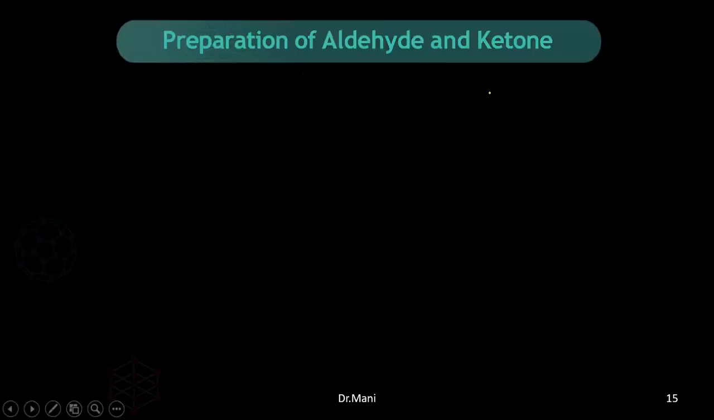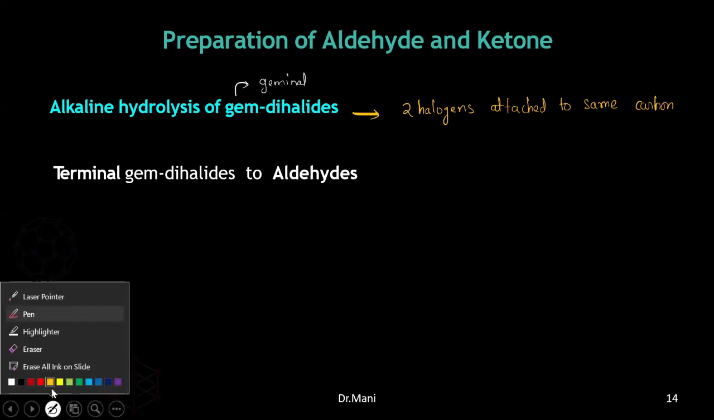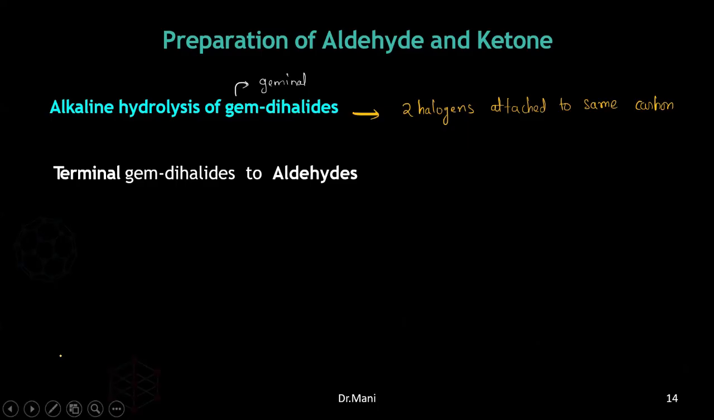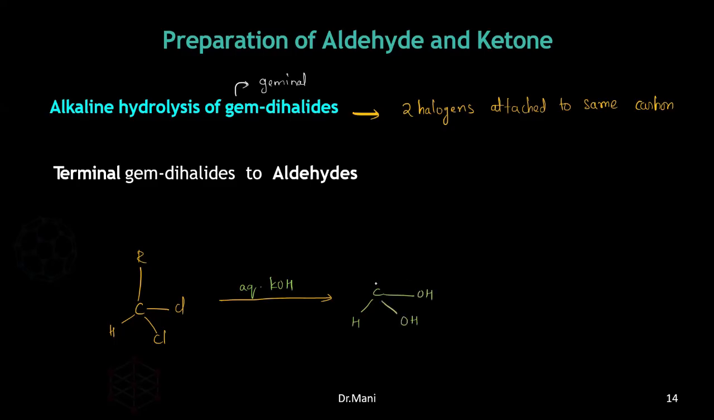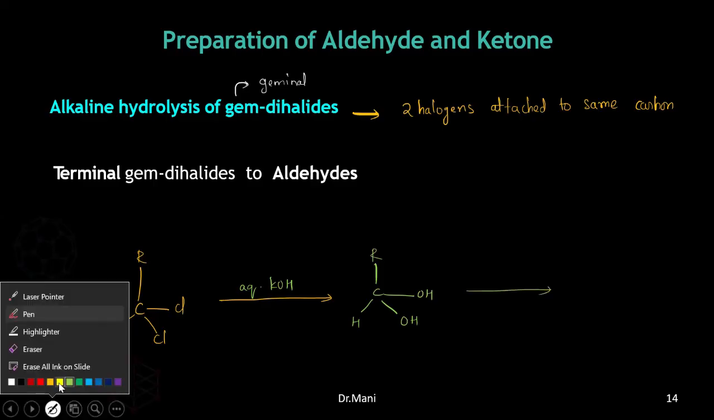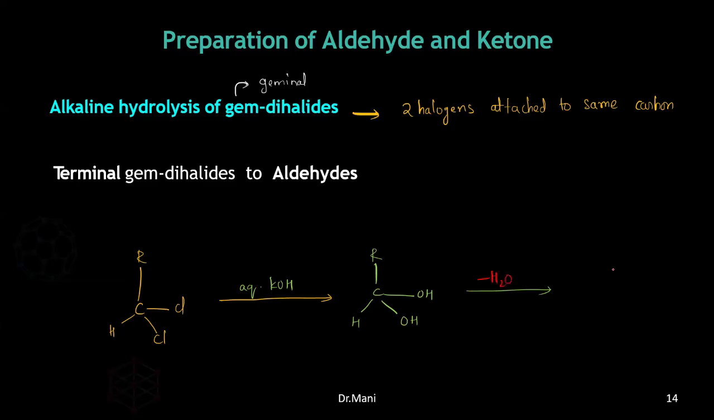So see here, how the conversion will happen. It will happen like this. It is a geminal dihalide because two chlorines are there. This will convert in the presence of aqueous potassium hydroxide into an alcohol, and this will further, by removing a water molecule, convert into an aldehyde.